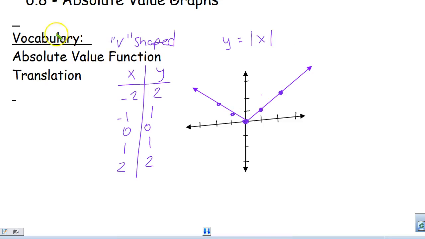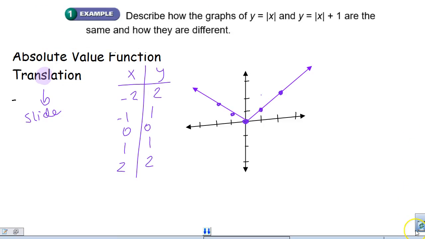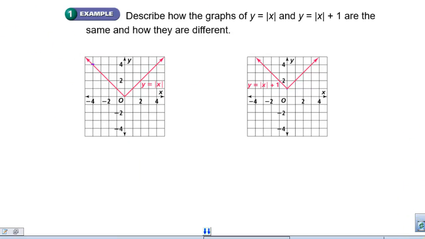We are going to use our parent function to graph some translations. And a translation is simply a slide. If you are translating something, you're just sliding it up or down or left or right. Or if you flip it, it would be a reflection. Today, we're just going to be translating it, so we're only going to be sliding it up or down, left or right. So how do you translate it? You just add a number? Well, we're going to talk about that on this page here.